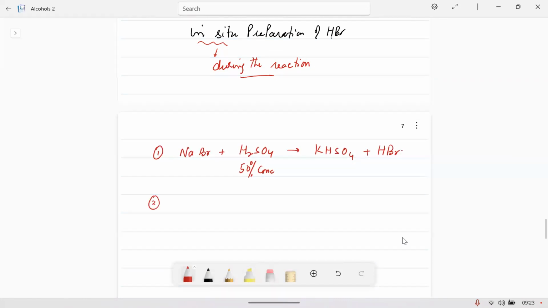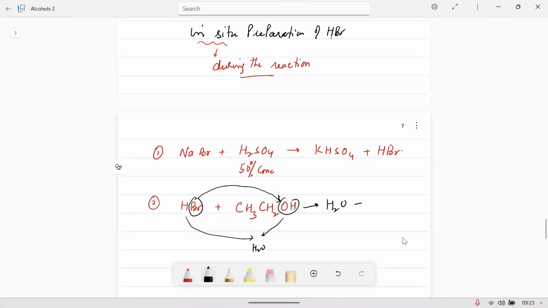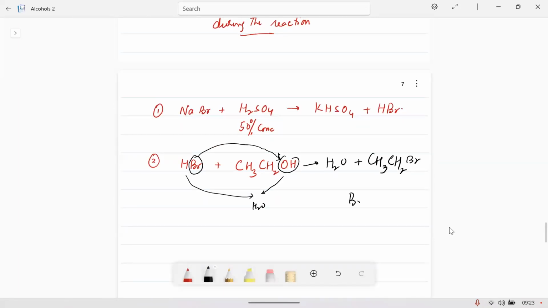will then, in the second step, react with the CH3CH2OH, where the Br will substitute the OH. The OH will come out, the H will come out, they will form the water molecule, and you will get the bromoalkane. Now remember, this is not a mechanism, this is just a way to understand what is happening. So you get your bromoethane.